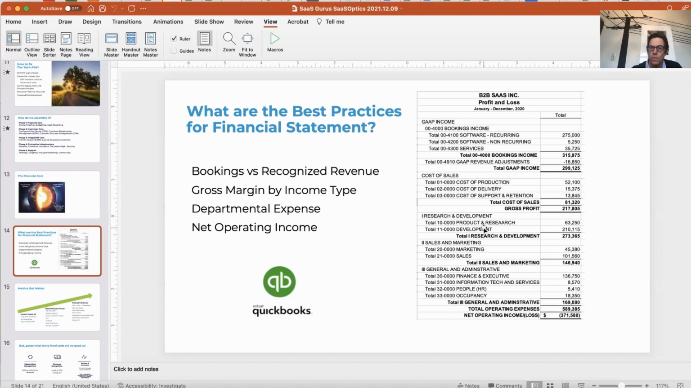R&D, I like to break out product and research, excuse the misspelling there, research versus development. The reason for that in particular is development allows R&D tax credits, whereas pure product research doesn't. So I like to separate those out on the income statement. It makes it easier for our tax people to pull out the development cost in particular. And then sales and marketing, they are two different things. It's not like country and Western music. They are very different, if you understand that Blues Brothers allusion there. So I like to see marketing separate from sales.